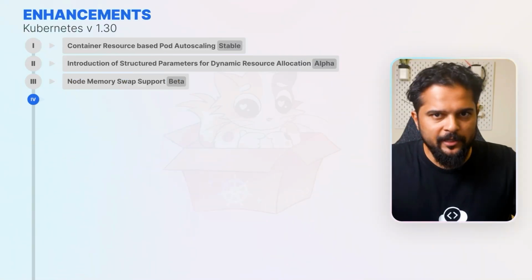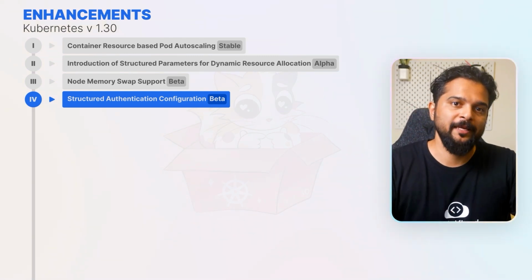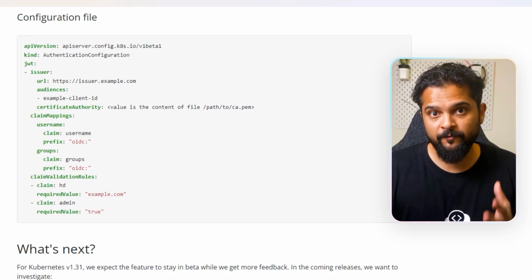The next one on our list is the structured authorization configuration feature, which has graduated to beta. This release brings improvements to the structured authorization configuration, which we first introduced in the last Kubernetes release version video, the 1.29 release. And this feature is now moving to beta and is enabled by default. Now, for more information on the structured authorization configuration, please watch the Kubernetes 1.29 release video that we released a few months back. Now, from Kubernetes 1.30 onwards, managing authorization settings through a configuration file is much simpler.